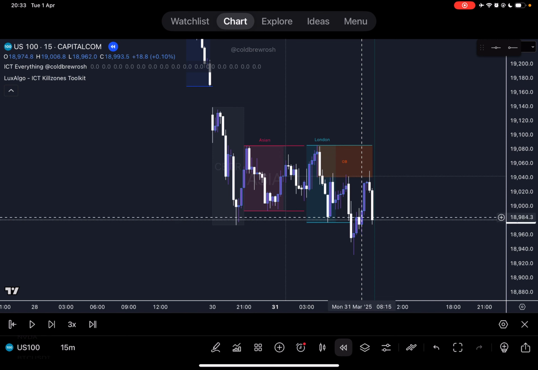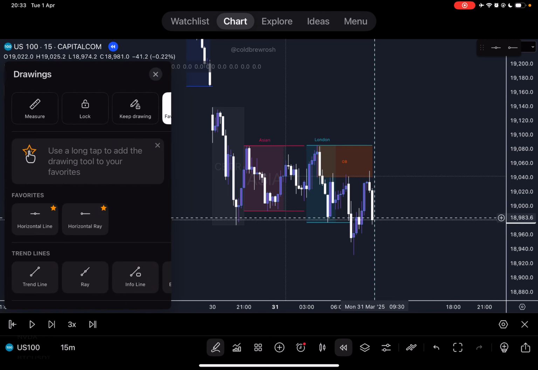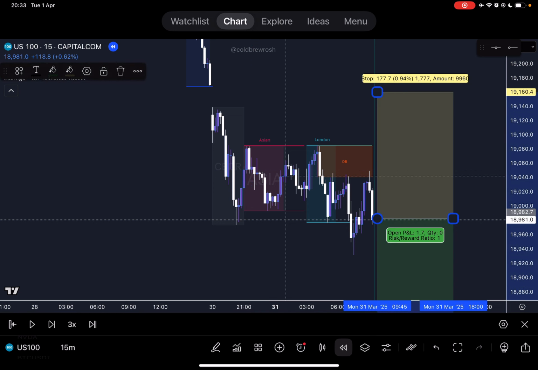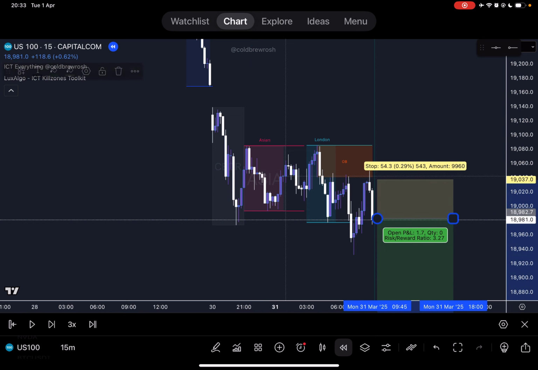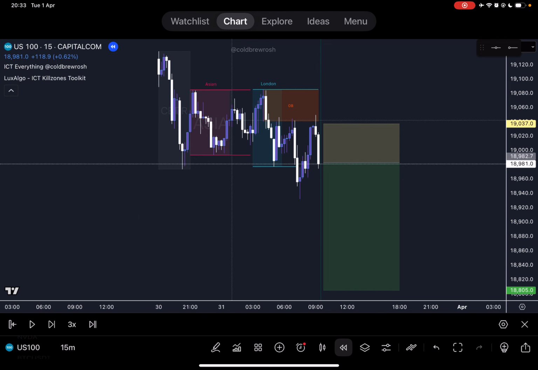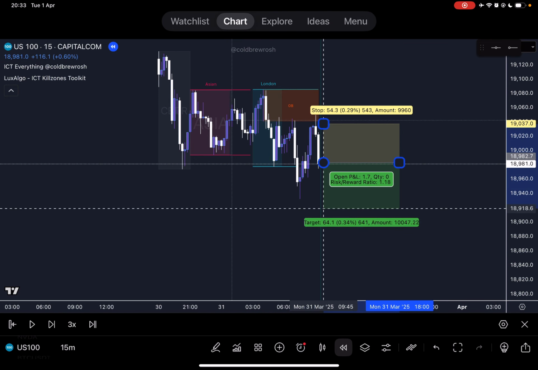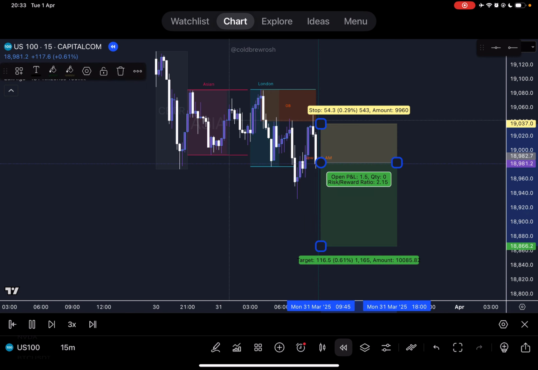And I alerted this as soon as I saw this 15-minute inversion. I immediately alerted it in my free Telegram and in my VIP Discord, link in description. And I put my SL over here, and I left my TP open because I just expected price to blast through this. And that's exactly what happened.